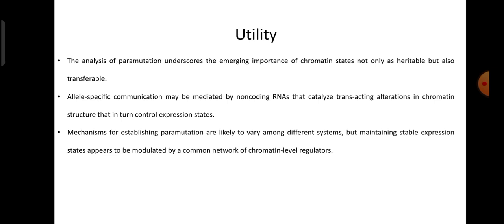Coming to the utility of paramutation. Emerging importance of chromatin states, not only as heritable but also as transferable. That means this is utilized in transgenic technology. Allele-specific communication may be mediated by non-coding RNAs that catalyze trans-acting alterations in chromatin structure, which in turn control expression state. Mechanisms for establishing paramutation are likely to vary among different systems, but maintaining stable expression states appears to be modulated by a common network of chromatin-level regulators.